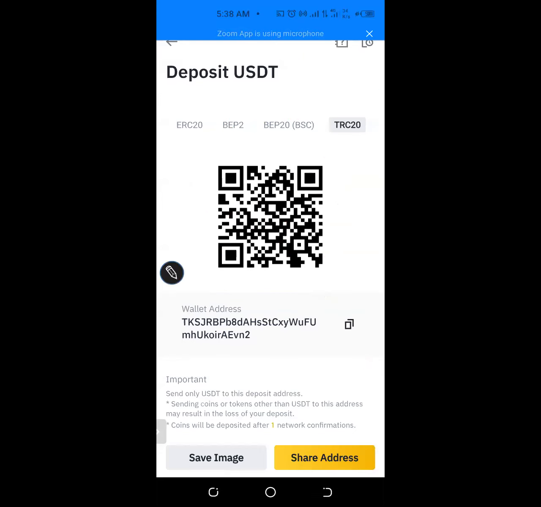So you always make sure that if you want to buy your USDT, your merchant will always tell you, give me the Trust wallet. This is it. You click on here, you highlight it, and you copy this wallet and send it to the person.